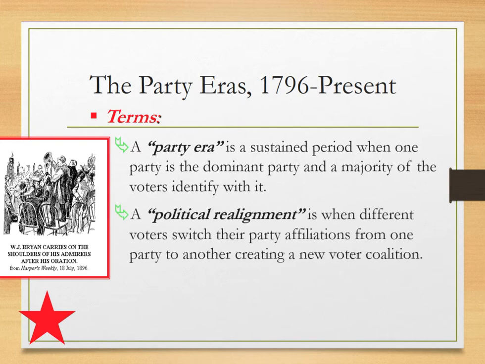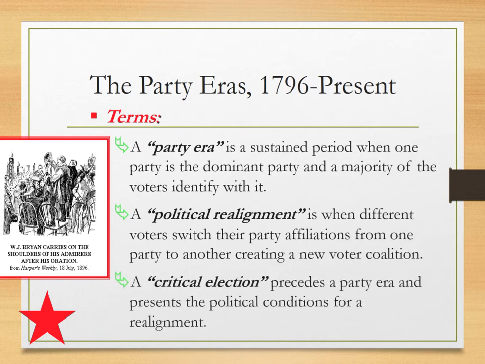Mistake. A political realignment. A political realignment is when different voters switch their party affiliations from one party to another, creating a new voter coalition. And this new voter coalition then may benefit one major party in power in government. And so they become the new majorities in the House of Representatives, in the Senate, and possibly also with the presidency.